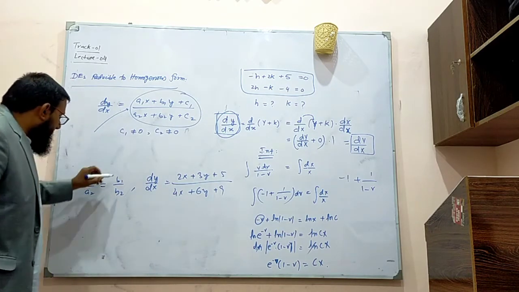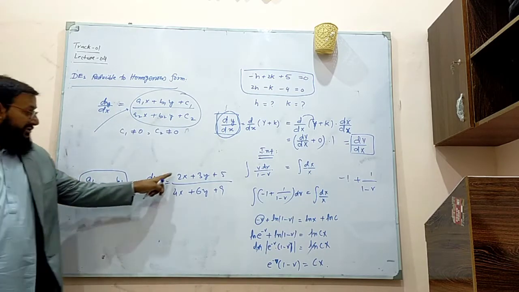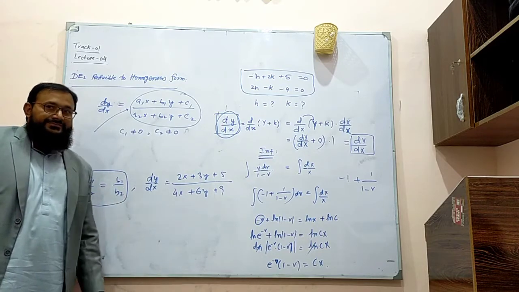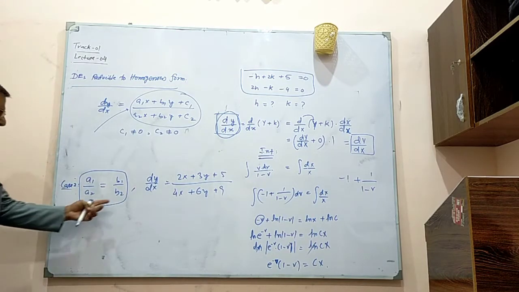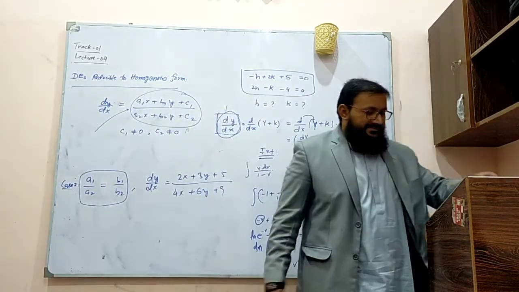And what is the case? These ratios are same. A1 by A2, you can see 2 by 4 is 1/2, and 3 by 6 is 1/2. But these should be same only.